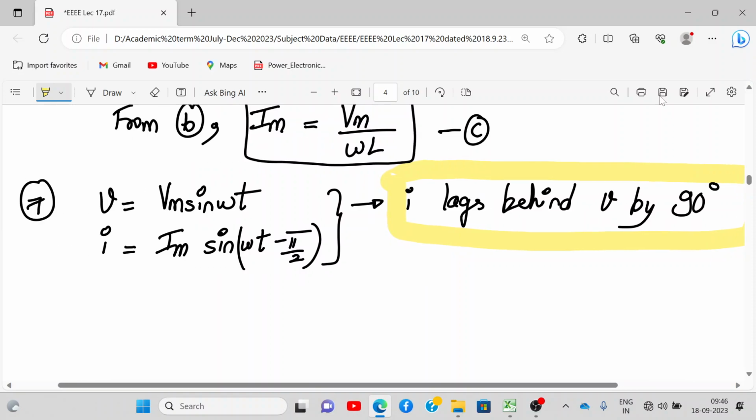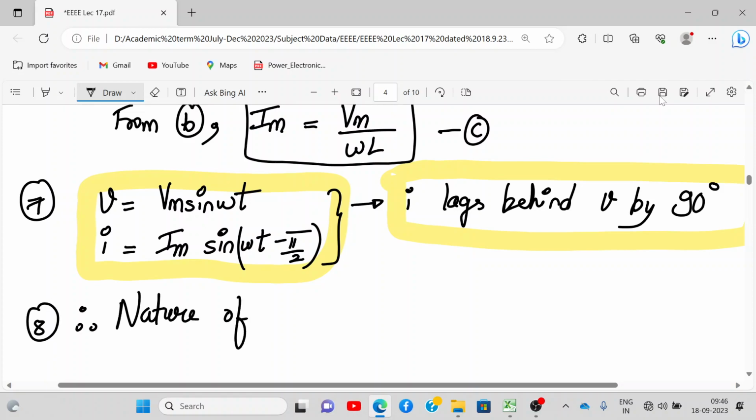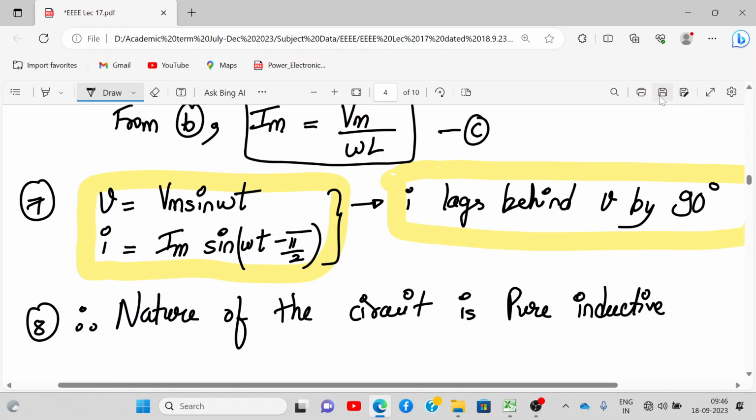And these two equations are important. Whenever in a circuit the current lags behind the voltage, that is a pure inductive circuit. So write down, therefore, the nature of the circuit is pure inductive. So whenever in an AC circuit the current lags behind the voltage by 90 degrees, it's a pure inductive circuit.